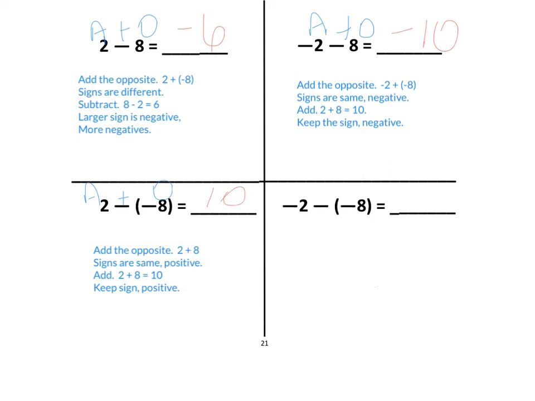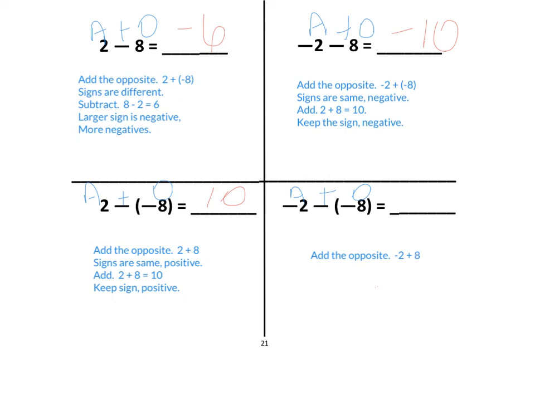Looking onto the last one, we end up with negative 2 minus negative 8. Step 1 is add the opposite. So we know that add the opposite means negative 2 stays the same. Subtraction turns into addition, and a negative 8 goes to the opposite sign, which is positive 8.